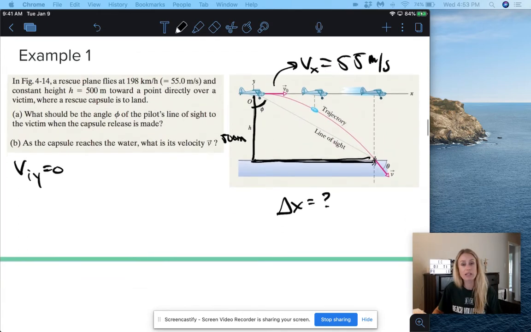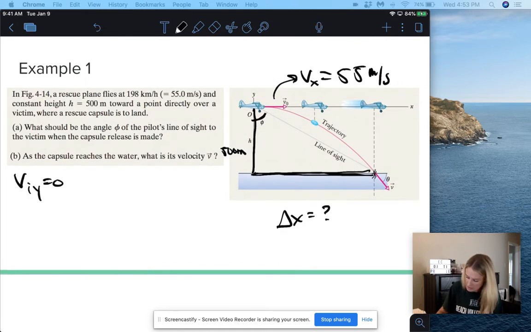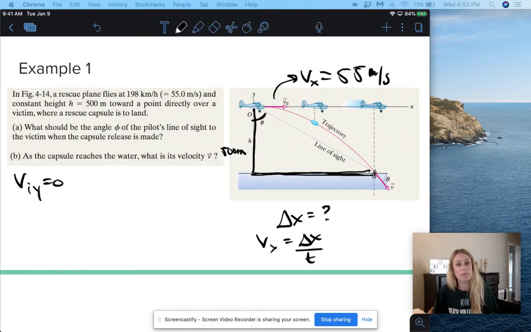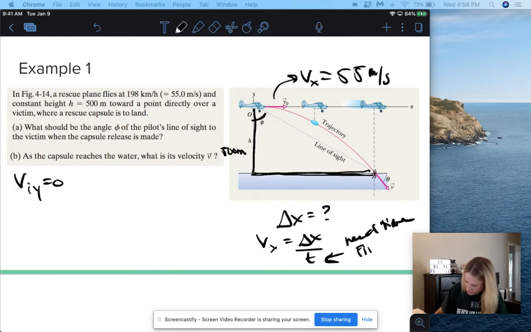Now remember, the only equation that we use in the x direction is that Vx is equal to delta x over time, because we have a constant velocity in the x direction. So we can find what delta x is if we find time first. So we need time first. All right, sorry, my writing is so messy, wow.